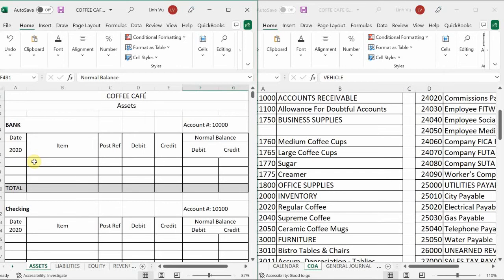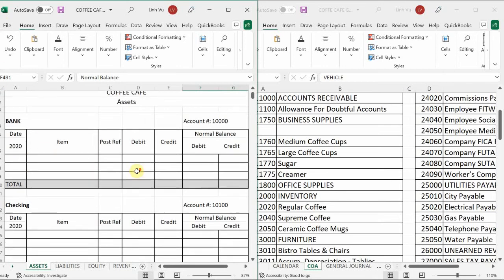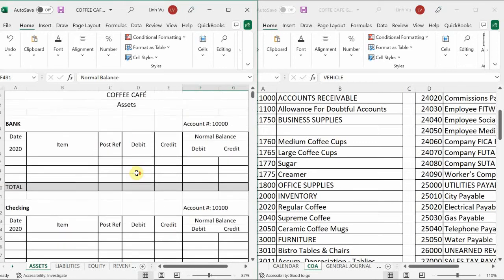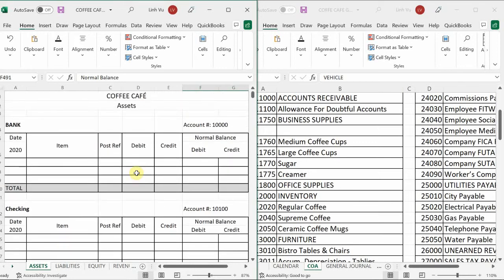So whichever method you want to use to look up your accounts, go ahead and utilize it. But for me, we have plenty of time. We can just scroll down and locate them because, again, there's not that many accounts.